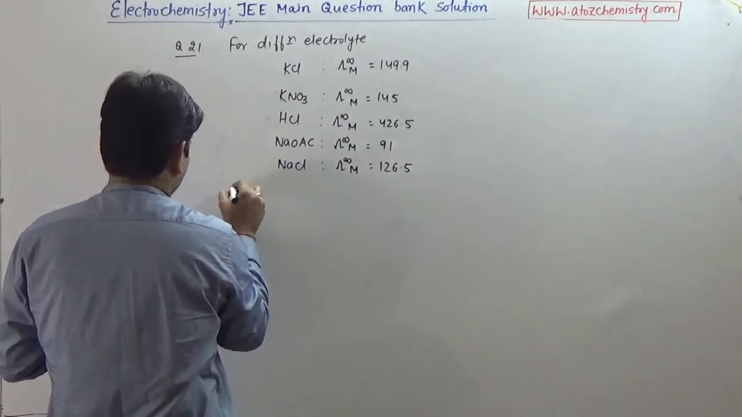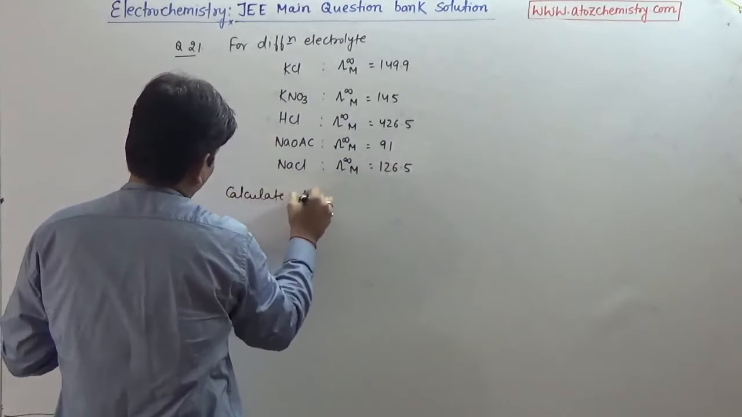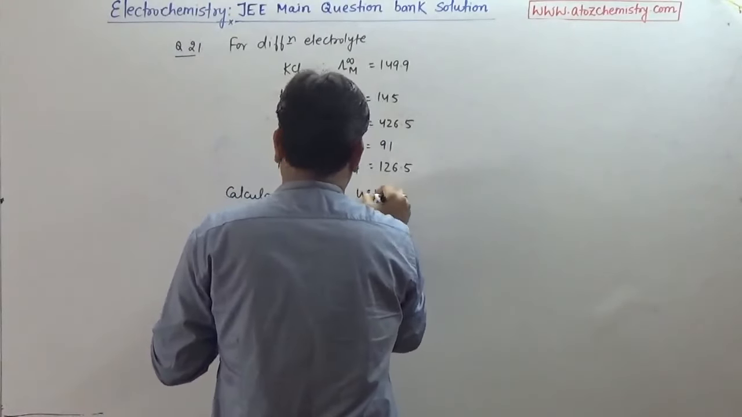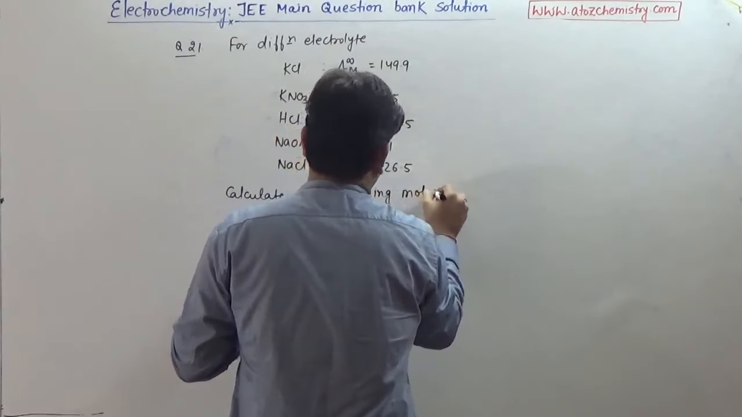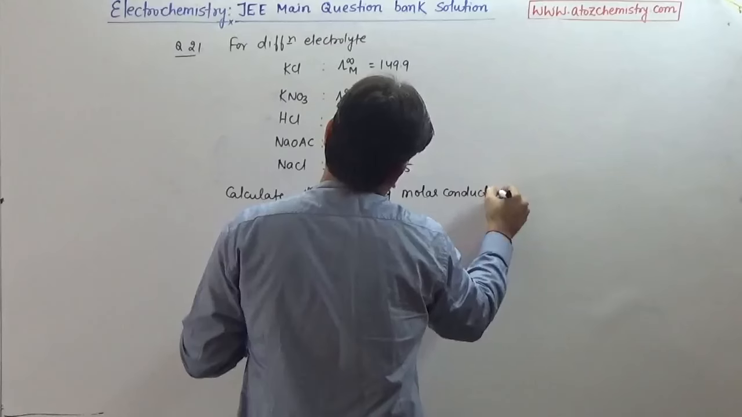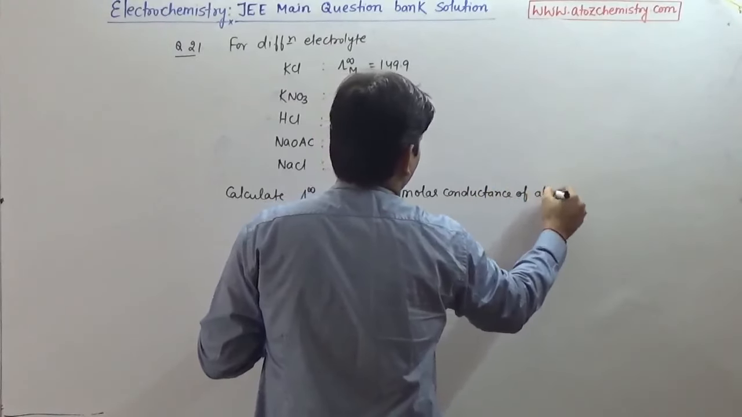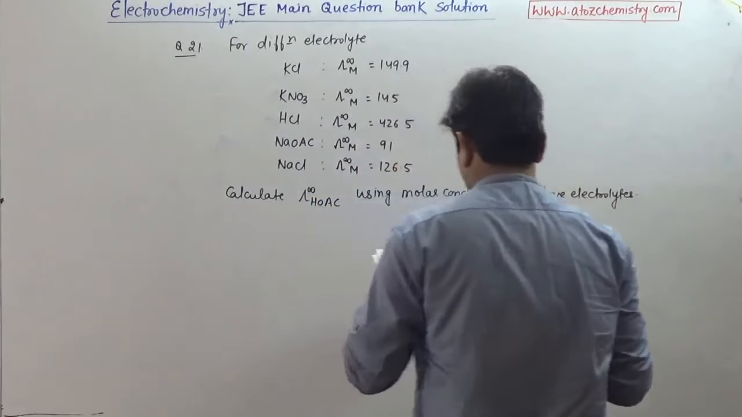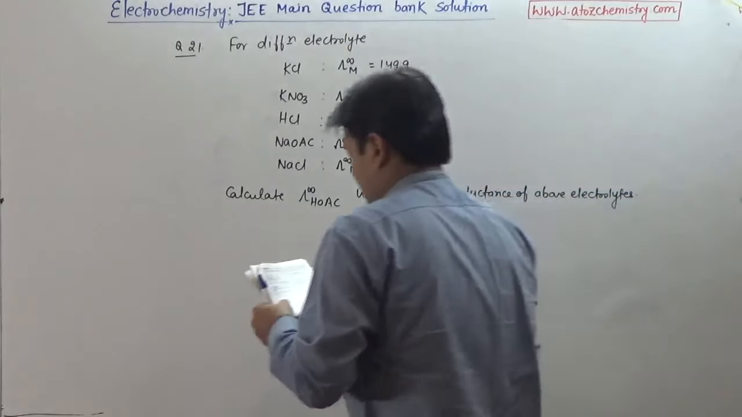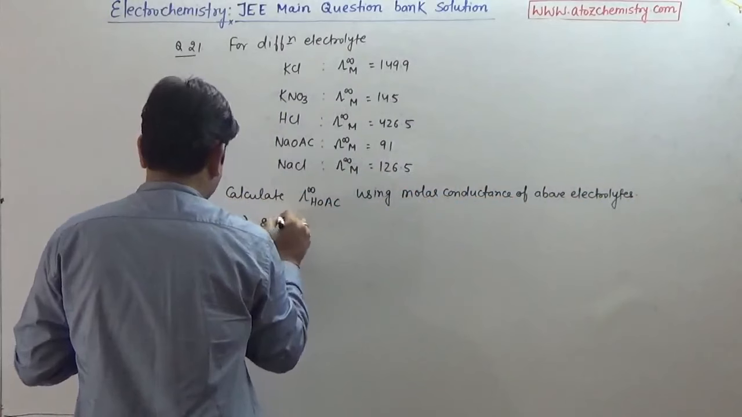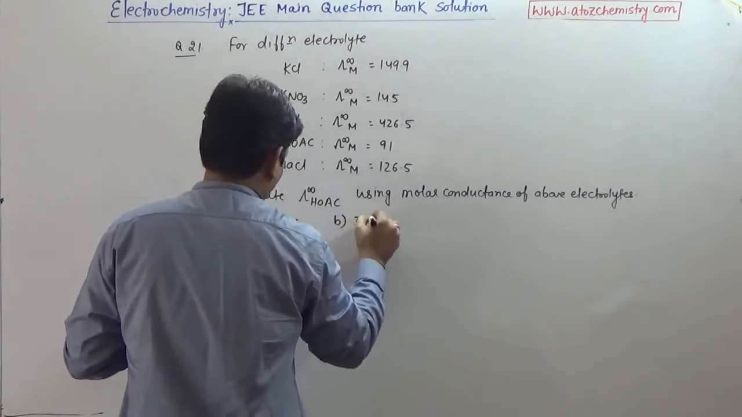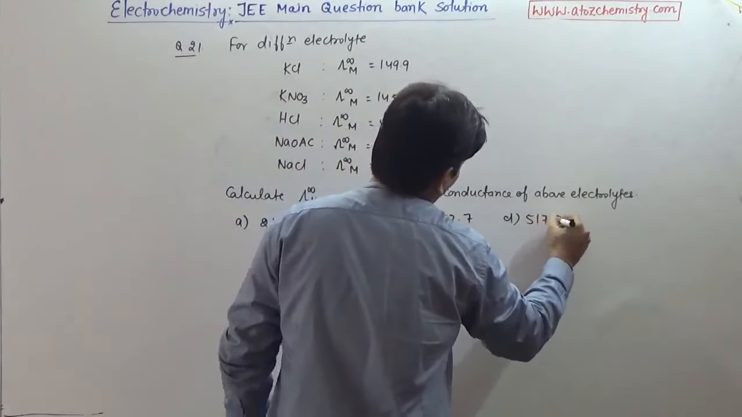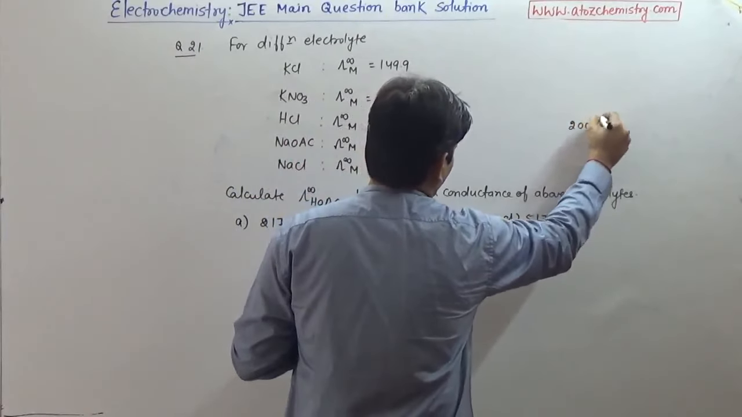From this data, calculate lambda infinity m of HOAc using the molar conductance of the above electrolytes. A option is 217.5, B option is 390.7, C option is 552.7, and D option is 517.2. This is the question asked by JEE Main in 2005.